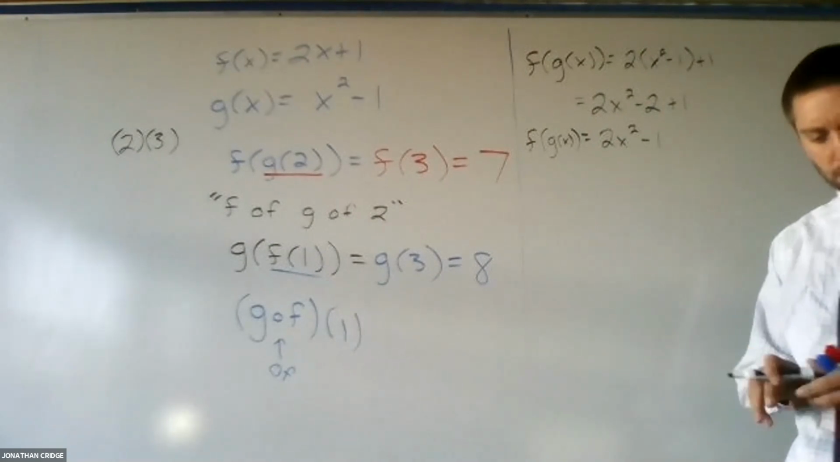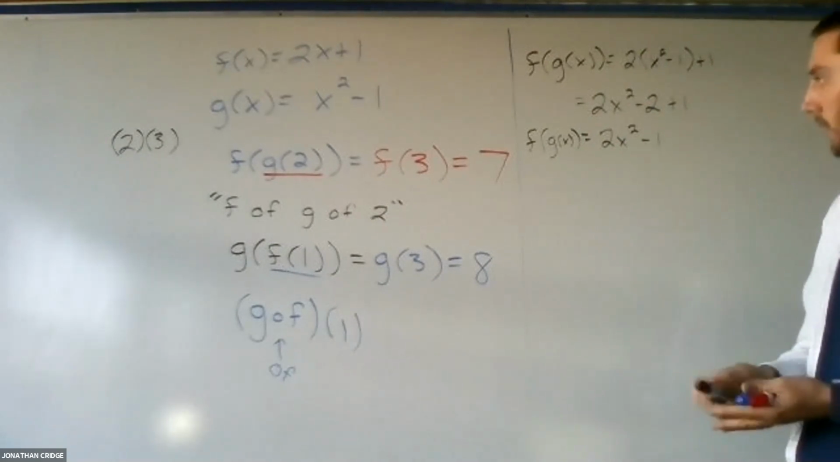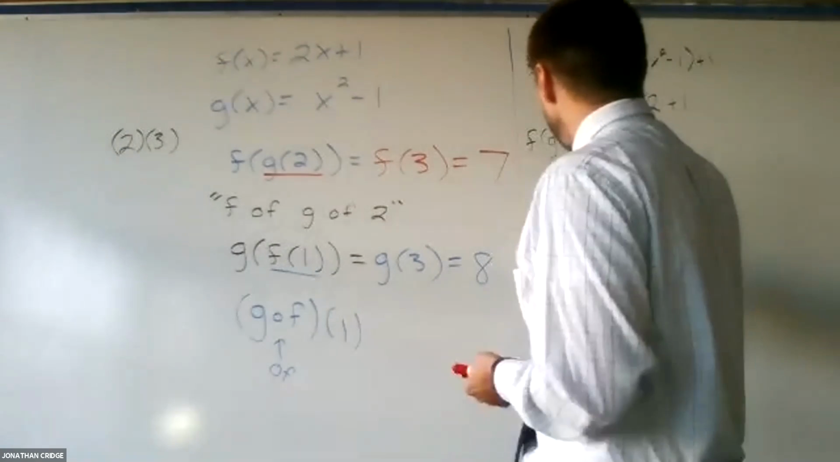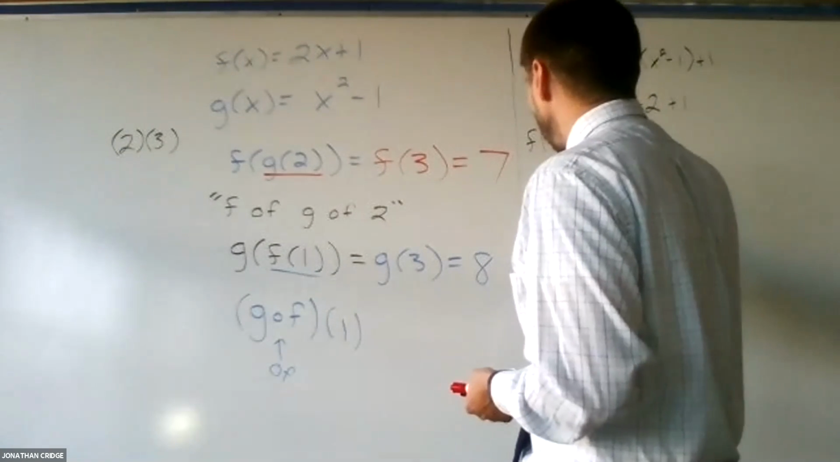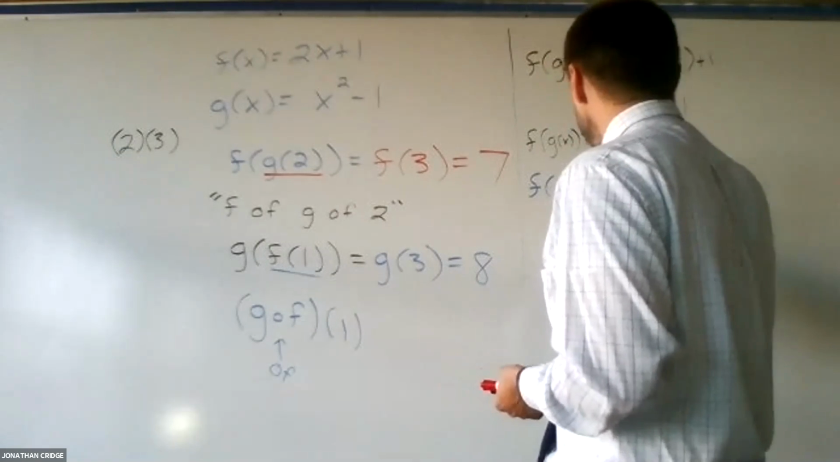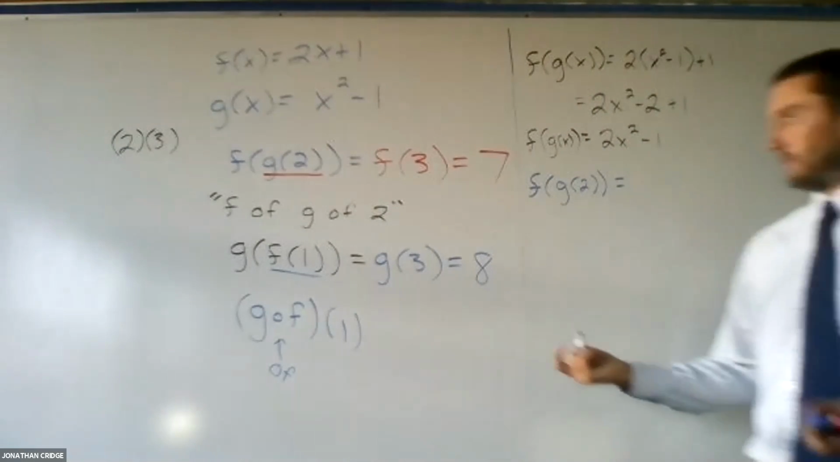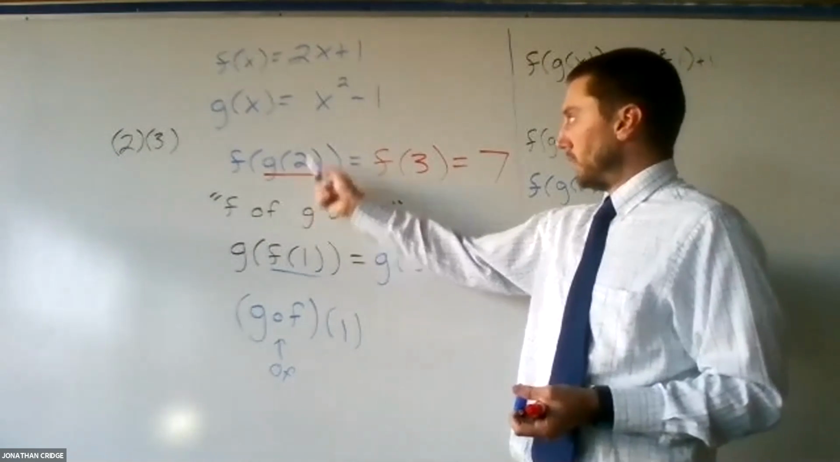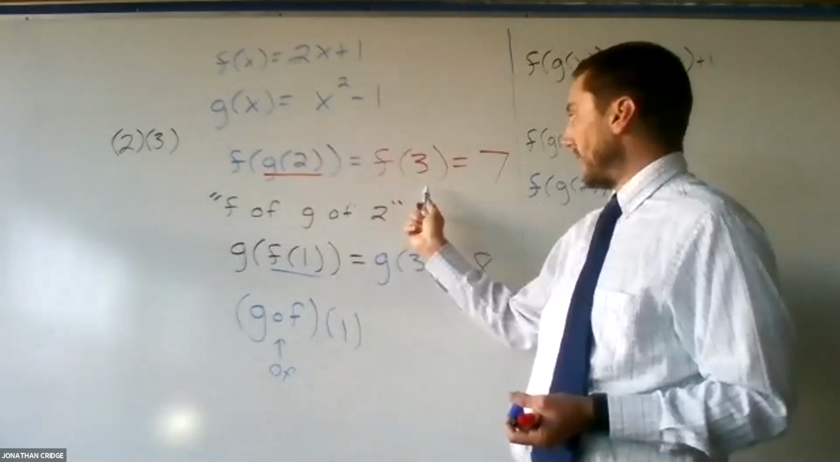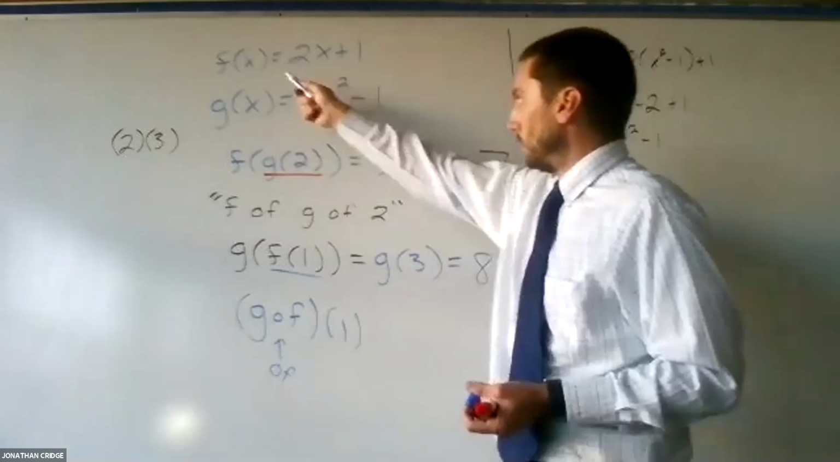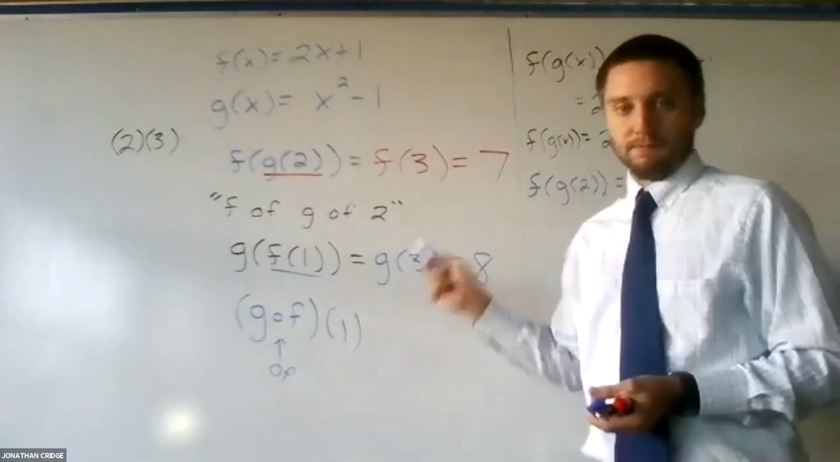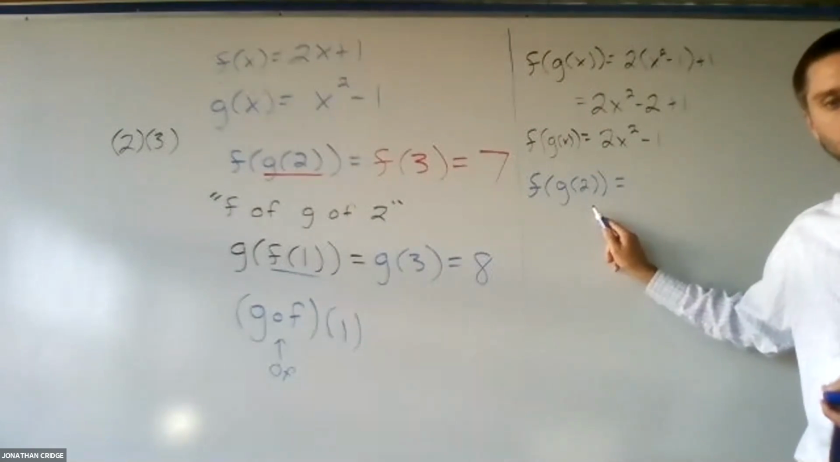Okay, now, why did we just do that? What's the point of that? Well, help me out for a second. Let's say I want to find f of g of 2. All right, well, we already found it over here. How did we find it last time? We took 2, we plugged it into g, we got 3, we took 3, we plugged it into f, and we got 7.